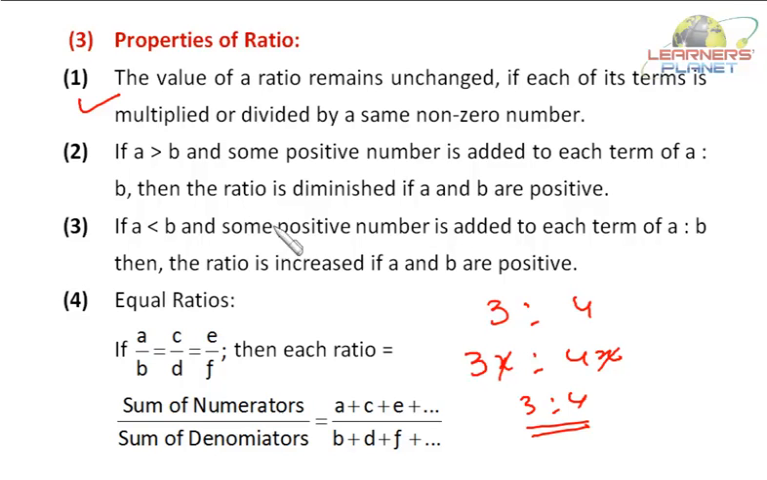If A is to B, where A is greater than B, and some positive number is added to each term of A is to B, then the ratio is diminished if A and B are positive. Suppose I have a fraction or a number or a ratio, I can say 3/4. If I add a positive quantity over here, then the value of (3 plus x) by (4 plus x) will be greater than 3/4 if x is positive. If x is negative, then (3 plus x) by (4 plus x) will be less than 3/4.